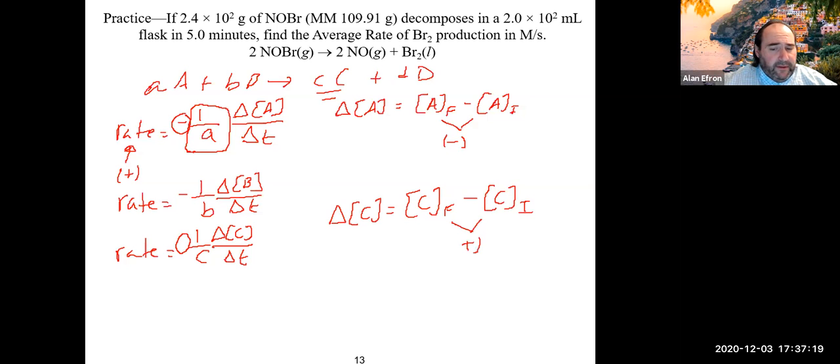you will end up with a positive number. That's why, again, we don't have the negative here. That keeps our rate being a positive value. You could obviously do the same thing for your last one as well, which is going to be positive too.